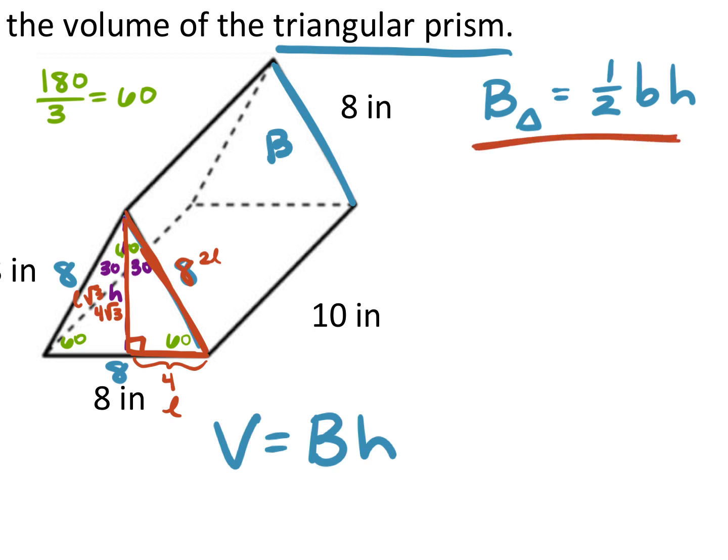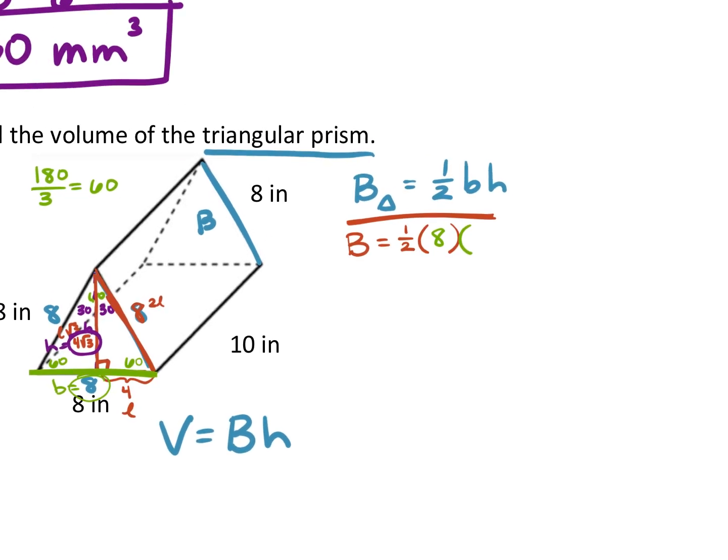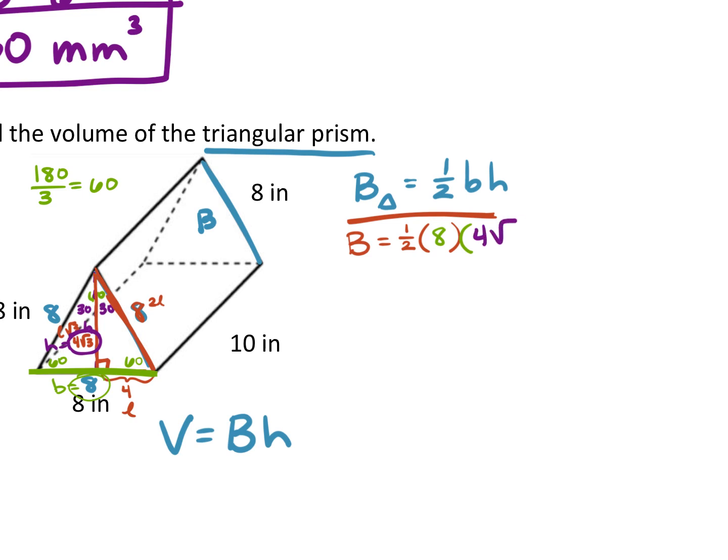It's up here, right? So the area of my base is going to be 1/2. What's the lowercase b? It's this 8, right? It's the base. This is my b. Okay, so 1/2 times 8. What is H? That's the 4 rad 3. That's the H for my base. So 4 rad 3.